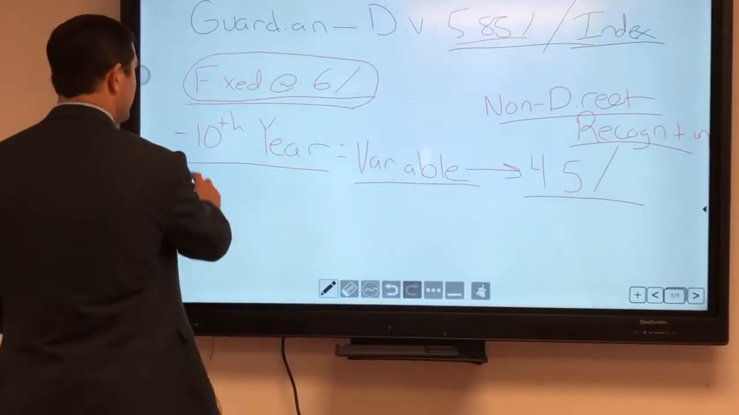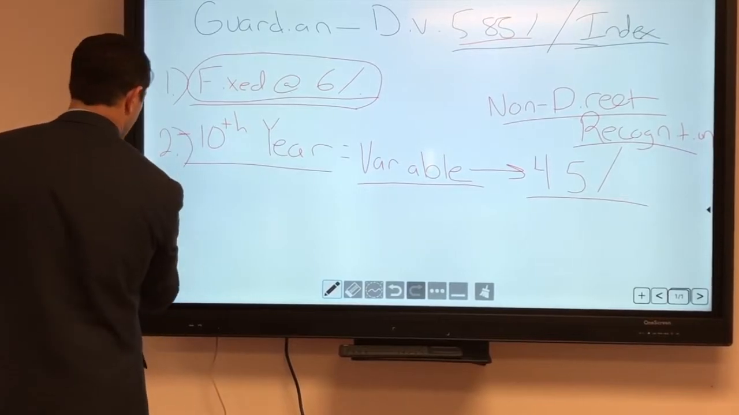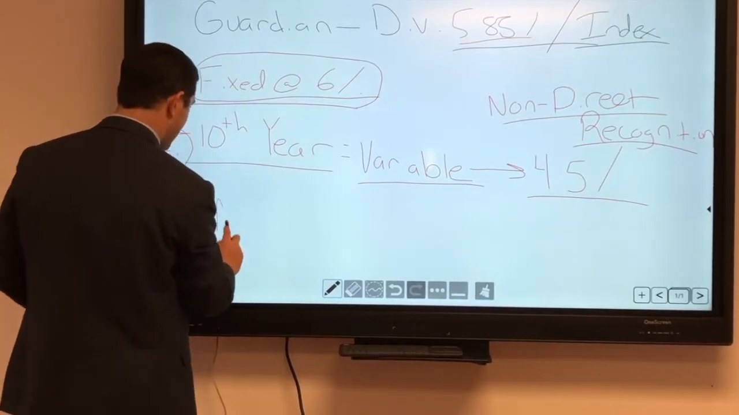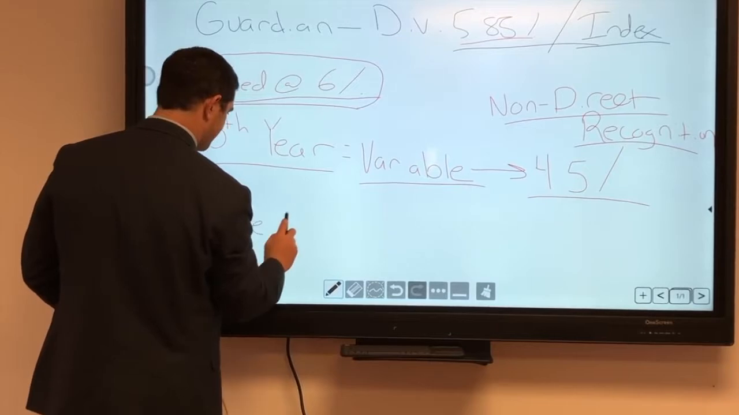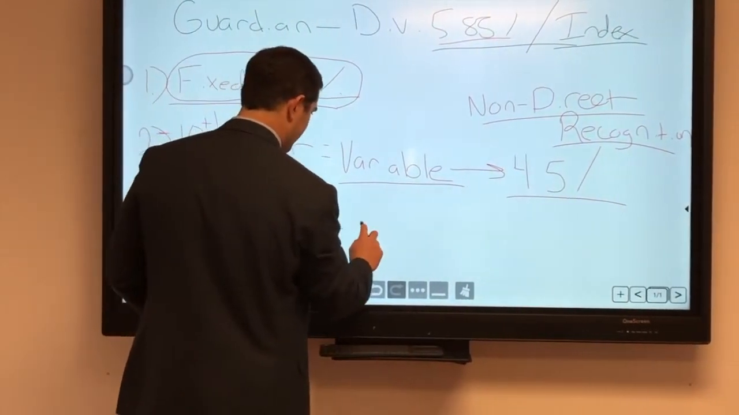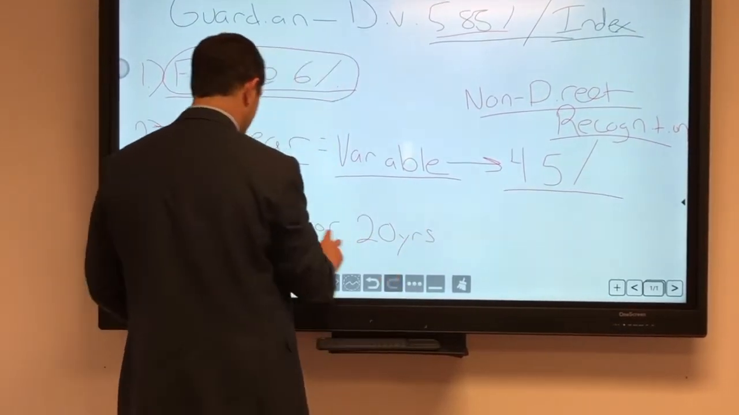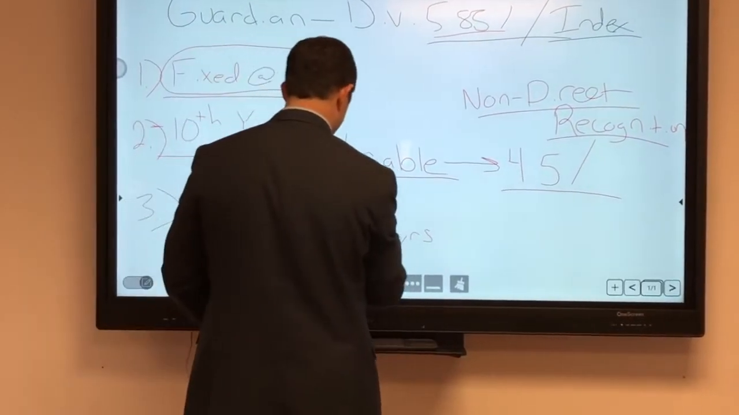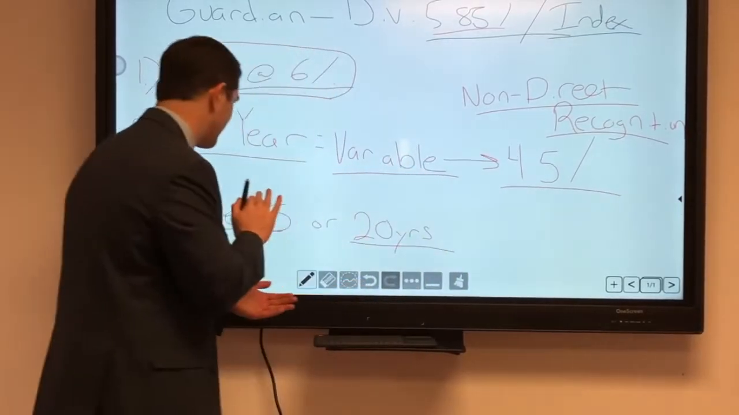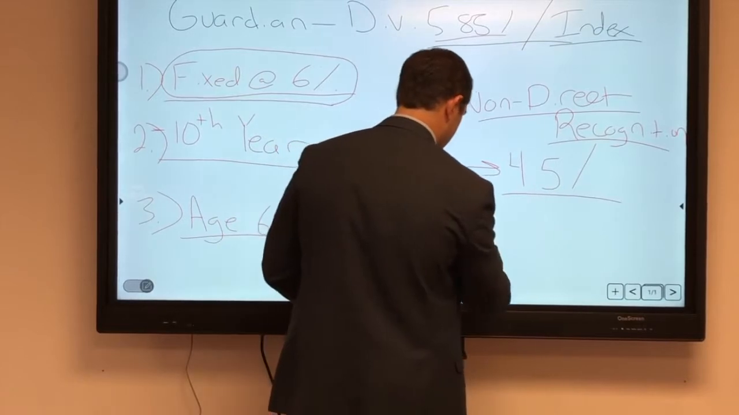Ready for phase 3? 1, 2, 3. At age 65, right? Or typically 20 years. The 10 pay, it's 10 years, but just look at this for now. So it's at the later of age 65 or 20 years into the policy.